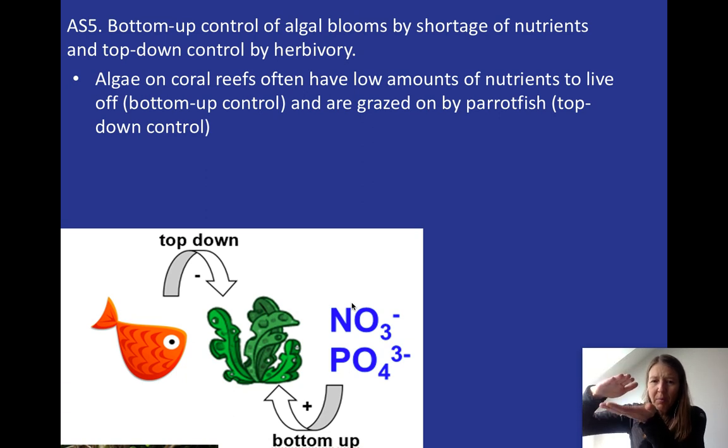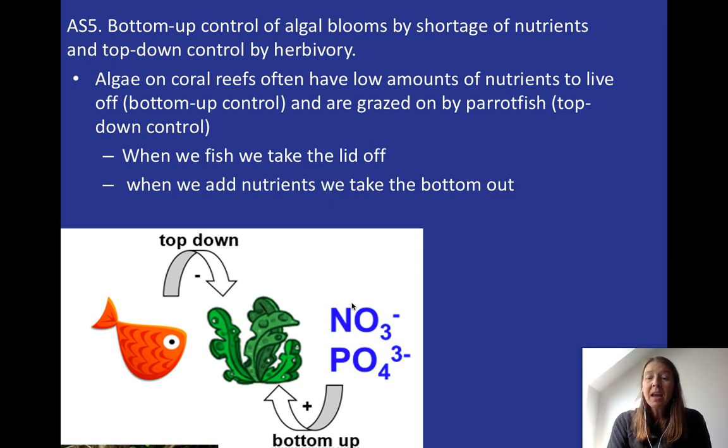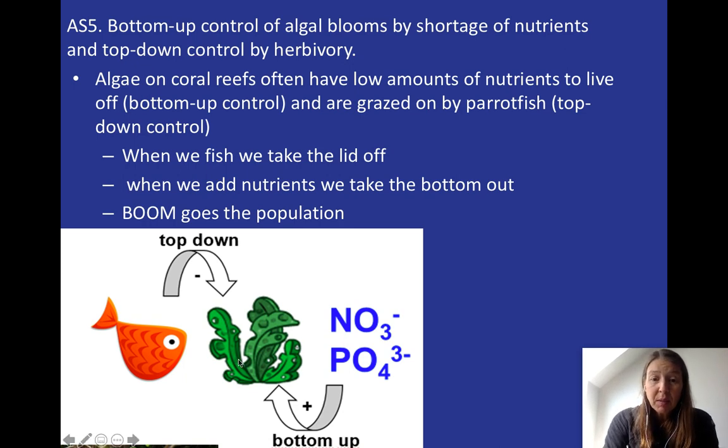Okay, so top down, bottom up controls. But if you take the lid off, if you fish out all the predators, you take away the fish, then all of a sudden they can start growing really fast. If you add a bunch of nutrients, if you put nutrients into the water, then you take the bottom out, and the population can essentially explode because there's nothing keeping the population down, and you're supplying it enough nutrients so it can increase its carrying capacity and just go crazy.